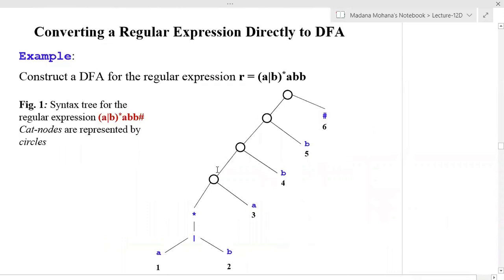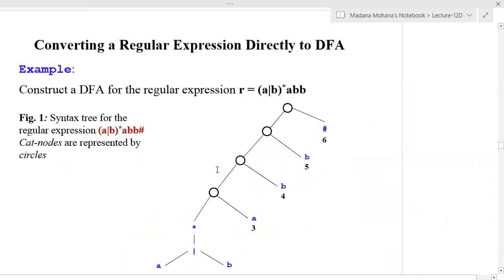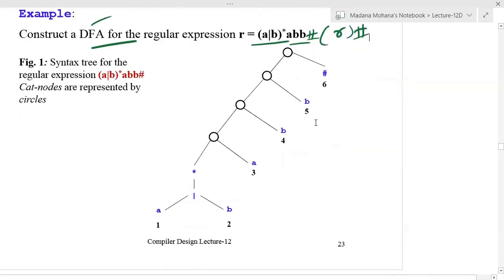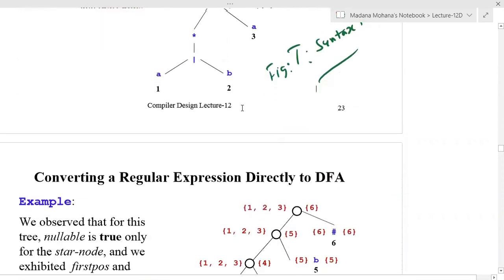Now let us review the previous example. Here, this DFA we already constructed. The question is to construct a DFA for the regular expression (a|b)*abb. So now we consider the augmented regular expression with #. For this, this figure is nothing but the syntax tree for the regular expression. We already explained this one.